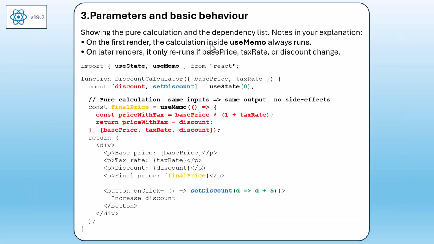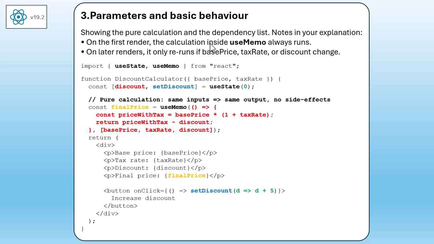3. Parameters and basic behavior. When you invoke this mechanism, you provide two things. First, the calculation or function whose result you want to cache. This calculation must be pure, meaning that it does not depend on side effects or mutate shared state, so that its output is stable given the same inputs. Second, a list of dependencies, the values, props or state pieces that the calculation uses.